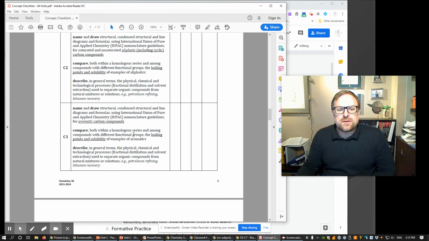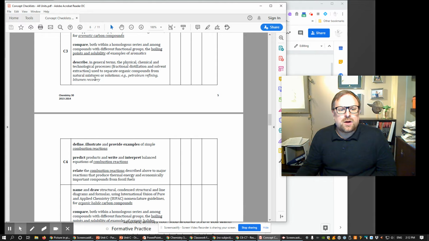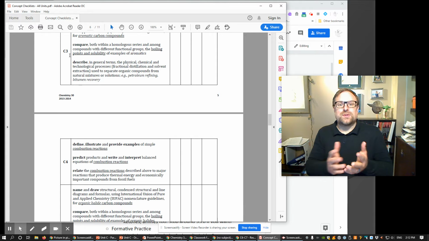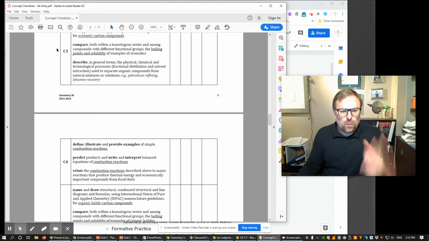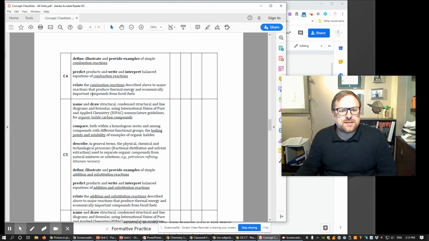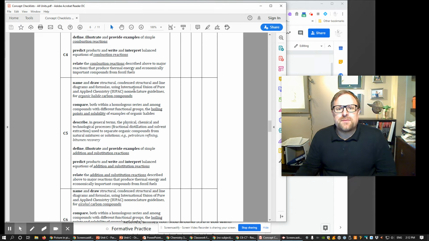We moved into concept C3 after that, where we talked about aromatic compounds as well, and then talked about petroleum refining, things like fractional distillation, all of that kind of stuff. Where we moved on to after that, which was last week's lesson, was concepts C4 and C5. C4 had us looking at combustion reactions, particularly incomplete and complete combustion reactions, and C5 had us looking at organic halides, and then we introduced two new chemical reactions that we need to be able to identify: addition and substitution reactions. So that's where we sit right now with the course.